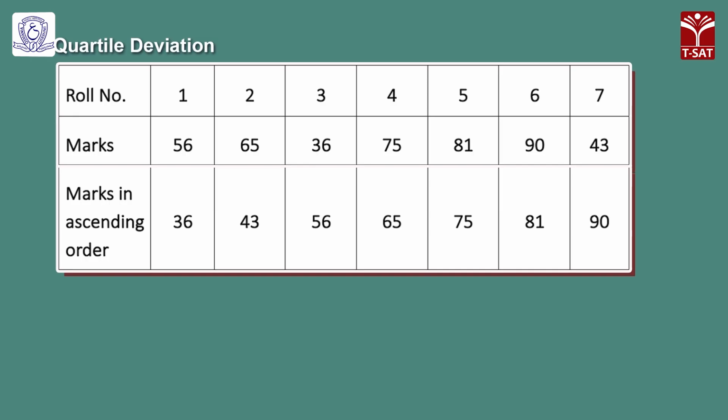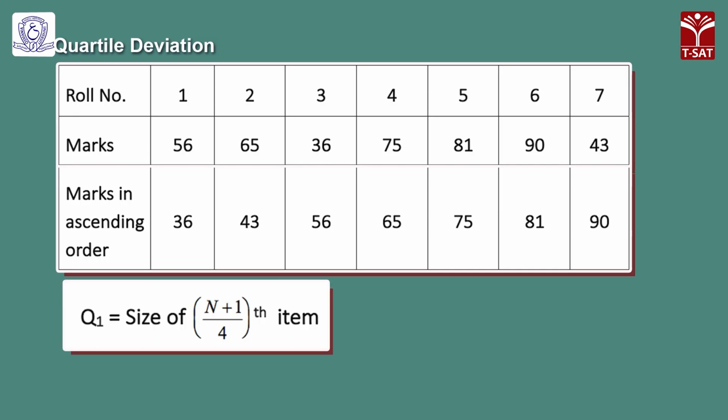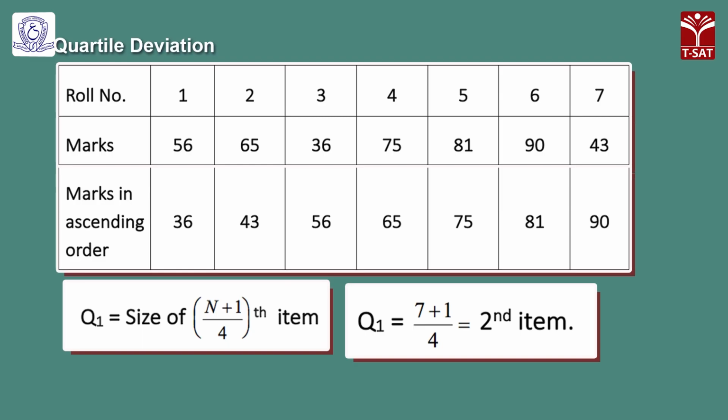Once we have written the marks in ascending order, the second step is to calculate the Q1 value. Q1 is equal to the size of (n plus 1) divided by 4 item. The item we get is the Q1 value. Here n is equal to 7 because there are 7 students. So Q1 is equal to (7 plus 1) divided by 4, which is equal to 8 by 4. We are going to get second. So the second item will be the Q1 value. So Q1 is equal to 43.